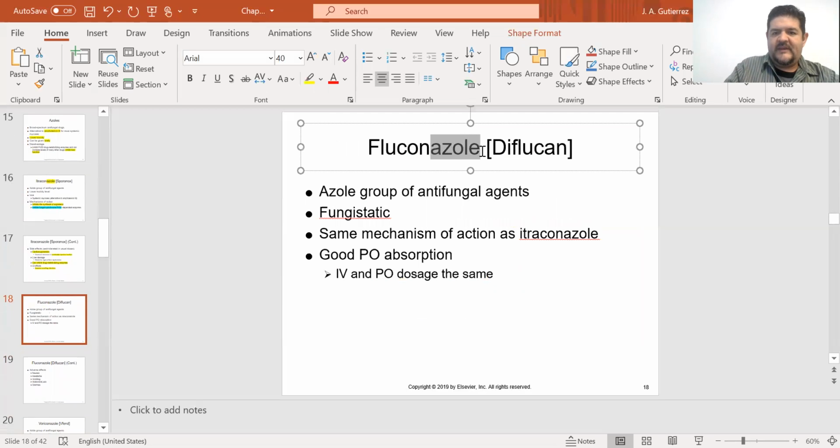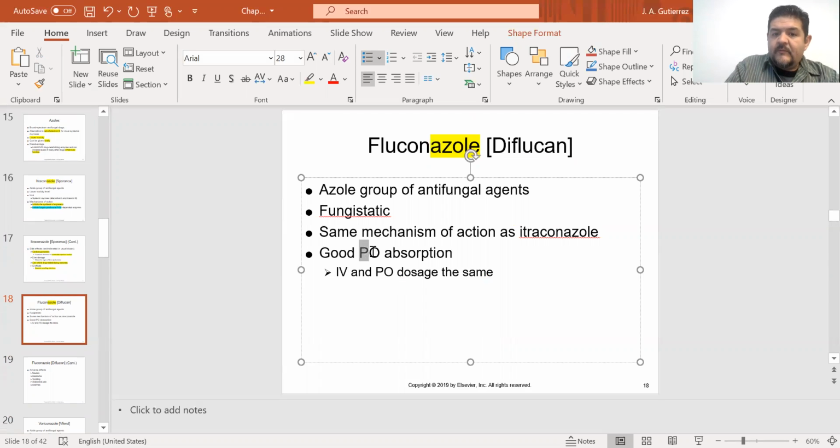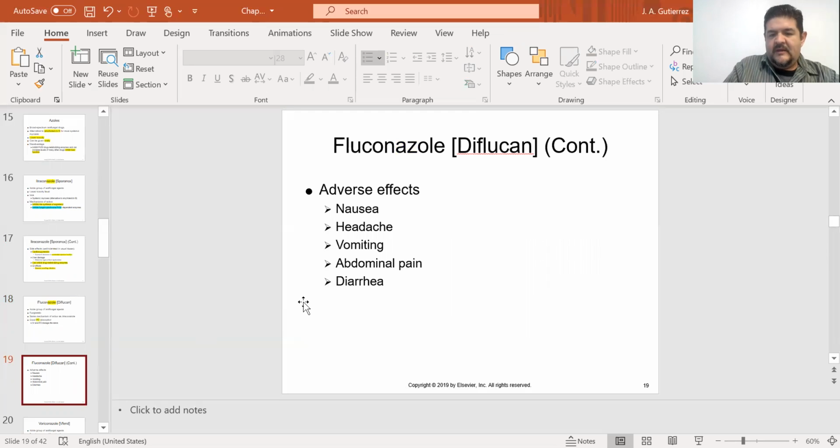Fluconazole, also from the acyl group. Very good medication in PO presentations. Regarding adverse effects, they're more mild than itraconazole. So we have NVD because the presentation is basically PO.